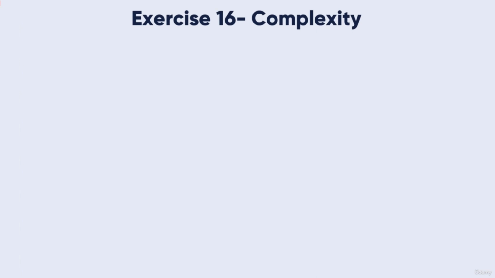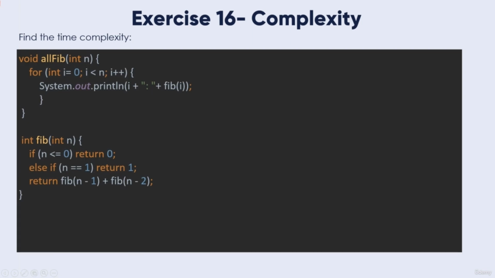Hello, my friends, and welcome to exercise number 16. In this exercise, we are going to find the complexity of this function, allFib. This function contains a for loop, and this loop will print out i and the Fibonacci of i. So fib(i) will go and call the method. And this method fib, we have seen it in the previous video.